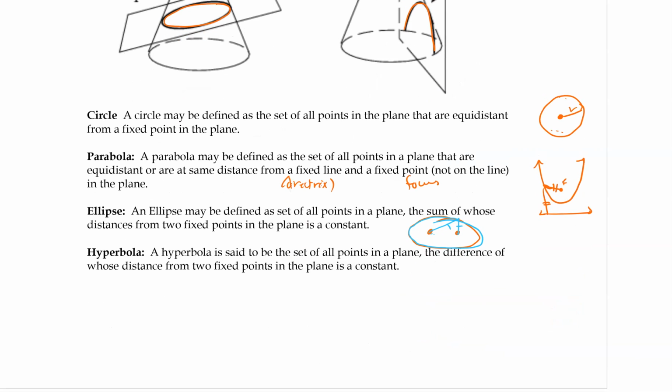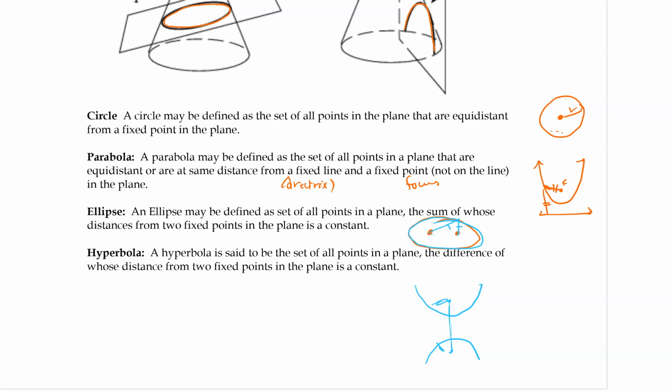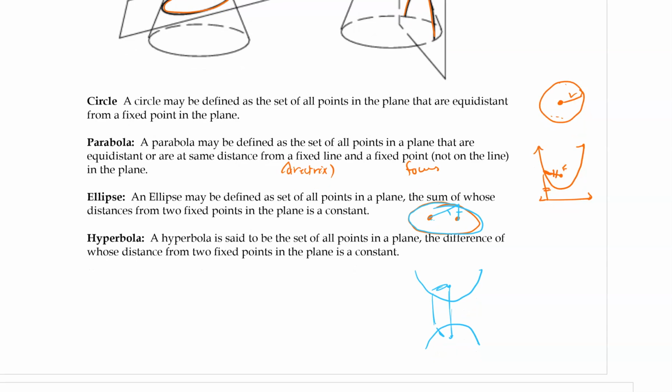And then the last definition: the hyperbola is the set of all points in a plane, the difference of whose distances from two fixed points in the plane is constant. So when we're working with this, and we have our other one like this, the difference between those two points is always going to be constantly the same between the two.